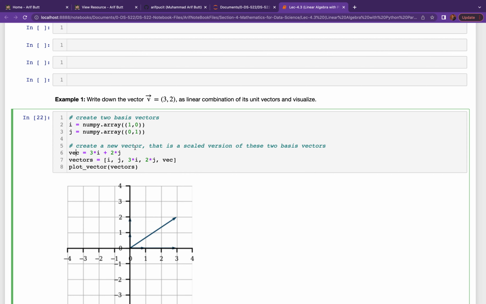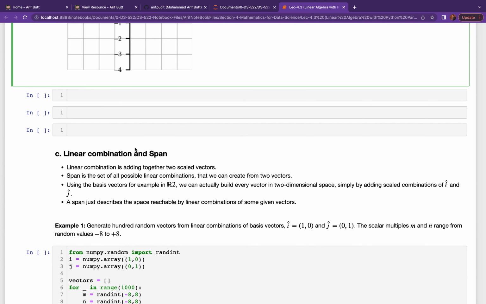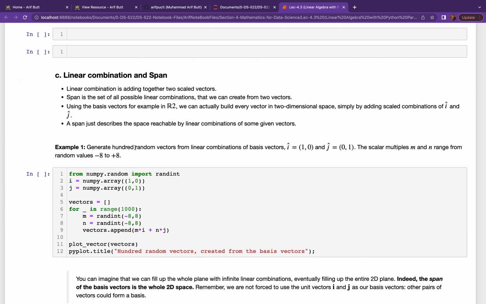So after the unit vector and the basis vector, let me talk about the linear combination and the span. Okay, so the concept of spanning the vector space: spanning is the set of all possible linear combinations that we can create from basis vectors. Let me straight away show you this code.